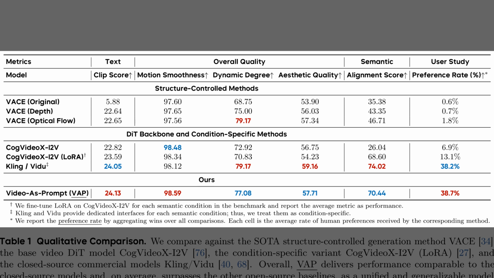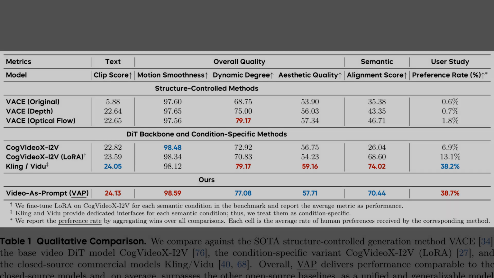Alright, Table 1 summarizes how the unified method stacks up on text alignment, motion smoothness, dynamic degree, aesthetic quality, semantic alignment, and user preference. Dynamic degree means the measured amount of meaningful motion, so higher values indicate livelier videos without jitter. The bottom row shows video as prompt leading open source baselines and nearing commercial systems, with about 39% preference. It also posts a strong clip score and the highest motion smoothness, which signals stable, coherent movement.